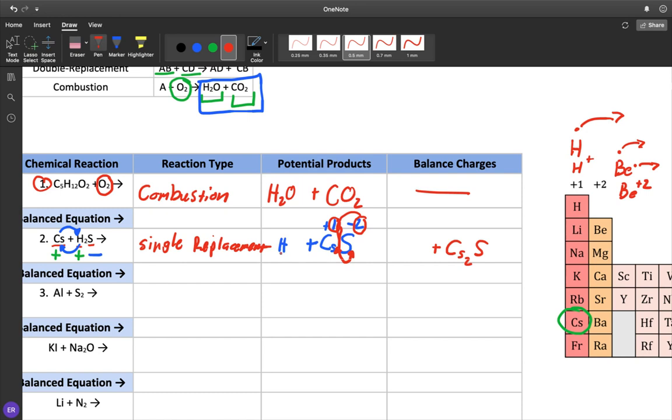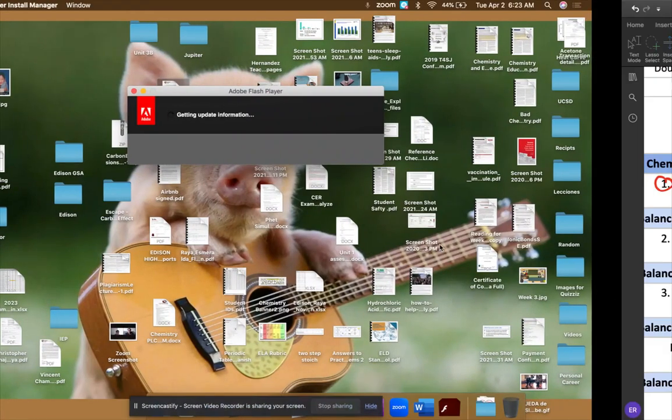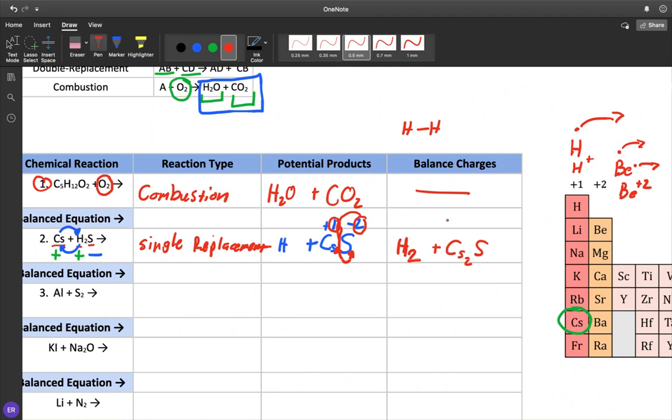But we still have this H over here. So in your common ions sheet, you should see the elements that are diatomic, and you will see H right there in the box where it says diatomic. So diatomic means that if it ends up by itself, it actually ends up bonded with itself. So this is H2. In nature, we find H always bonded with itself. Okay, and this is going to be our products.